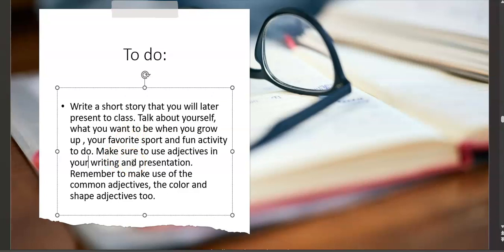As you talk about this, I want you to make sure that you use adjectives in your writing and present. Even when you're presenting to the class and your fellow members, I want you to make use of the adjectives. Use the common adjectives we've learned more specifically, and also use the color and shape adjectives too. When you're presenting, I want to hear and see you use adjectives in your presentation.